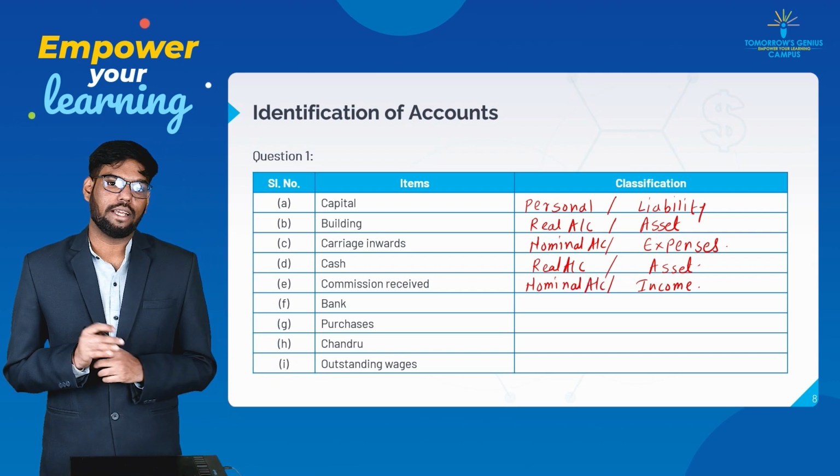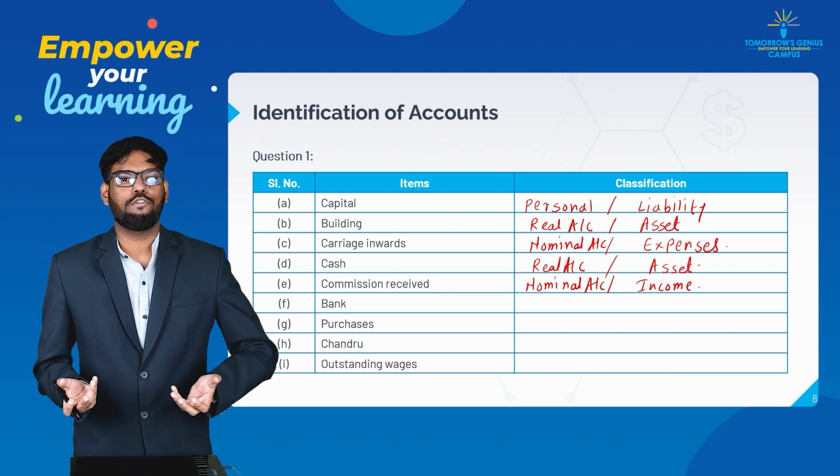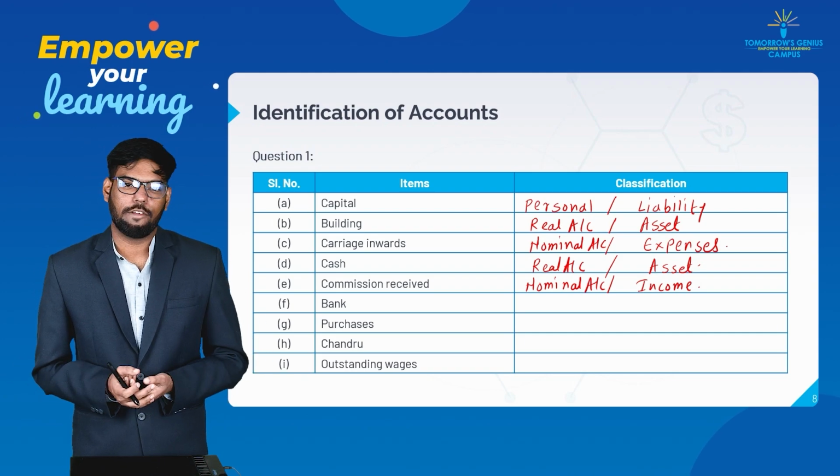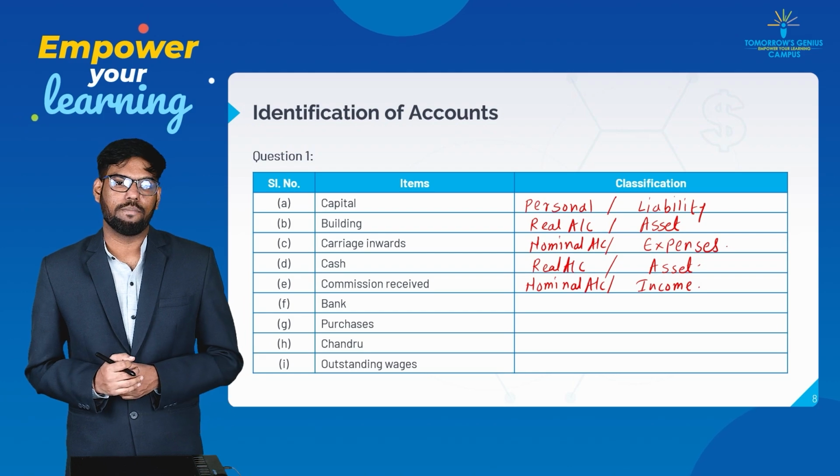Then, next is bank. So bank is an artificial person, right? So bank is an artificial person. For example, State Bank of India, right?